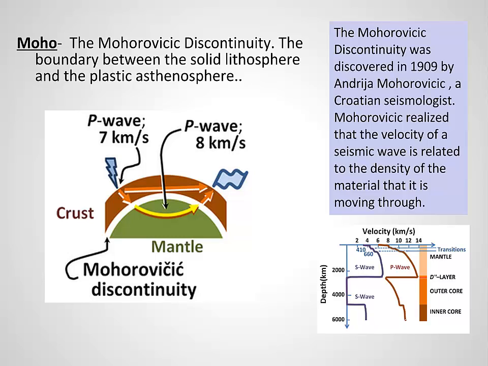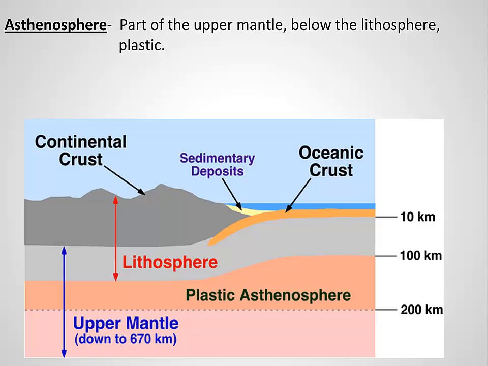And that told him that there was something different, and there was a sharp contrast. It wasn't a gradual change. It's a very sharp change at a certain depth. Below that we have the asthenosphere. So this is most of the upper mantle below the lithosphere, and it's believed to be plastic.